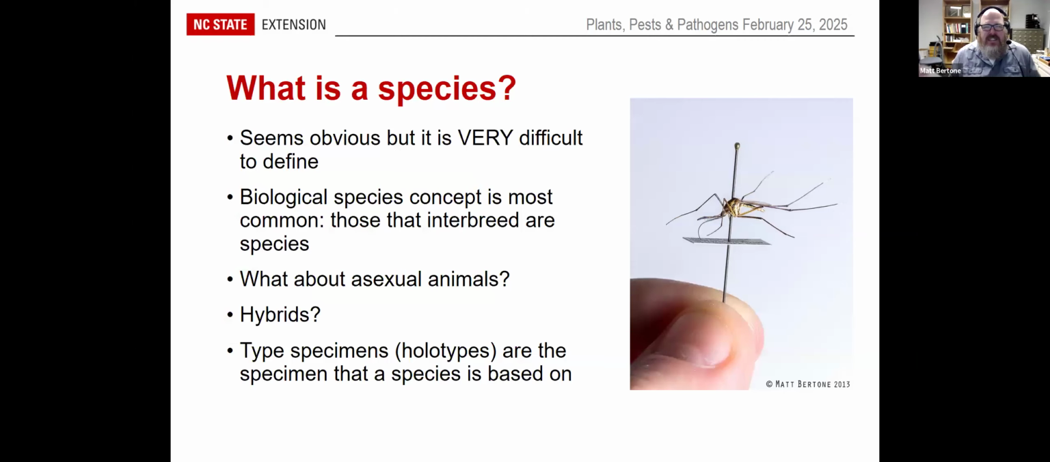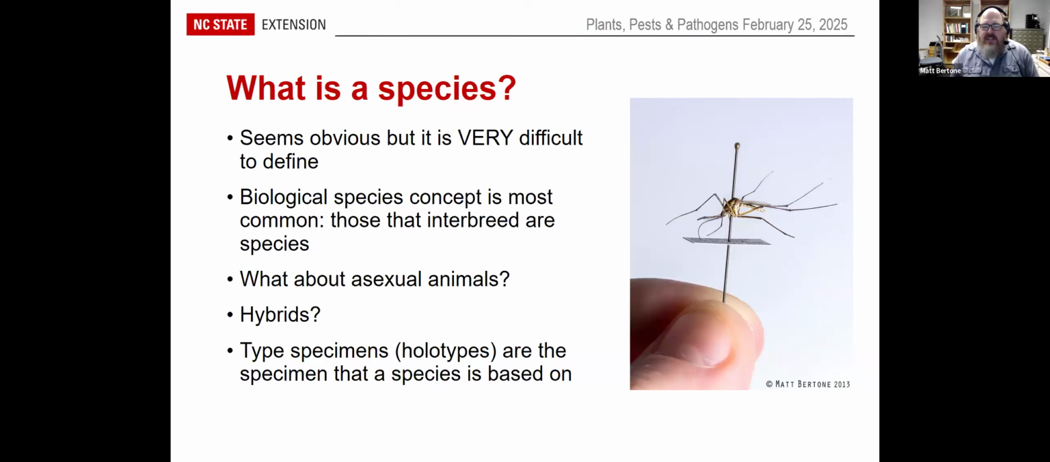All right. So what is a species? It seems obvious, but it is very difficult to define. This is where we get into, okay, what is that entity? You have a name, but what is the actual thing? Oftentimes the biological species concept is most common, so things that interbreed are species, but there are a lot of issues with that, such as asexual animals. We'll talk about hybrids in a second.